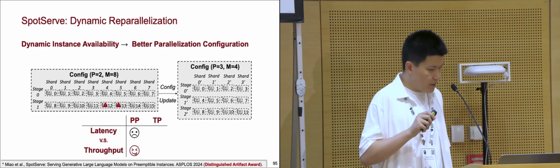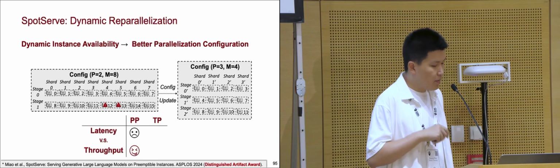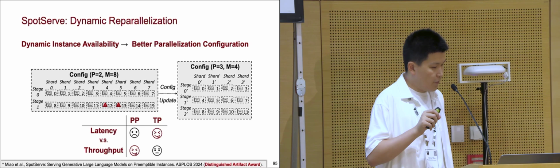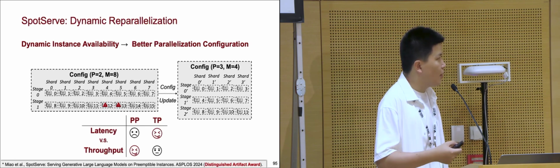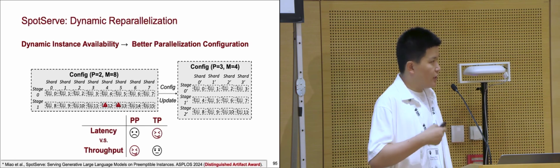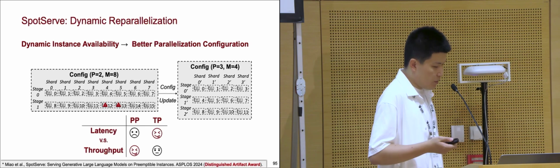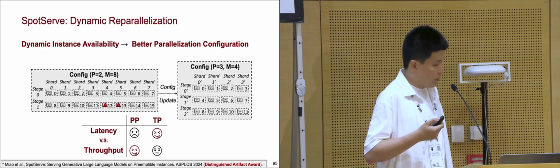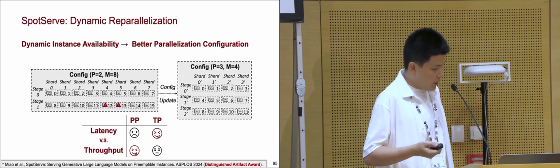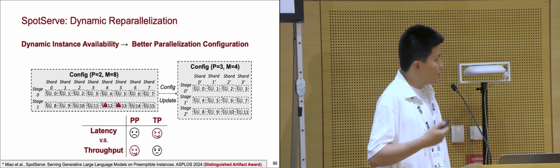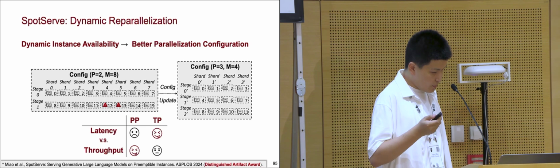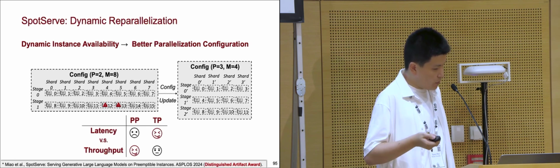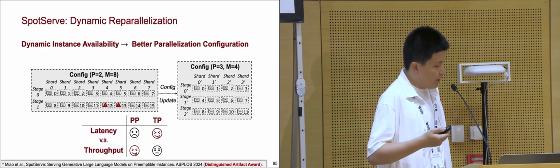But actually, the grace period cannot directly solve the problem because the time window is too small to, for example, reload all these model states because of the limited network bandwidth. So here we want to introduce a proactive preemption handling method. The first thing we want to use is called dynamic reparallelization.